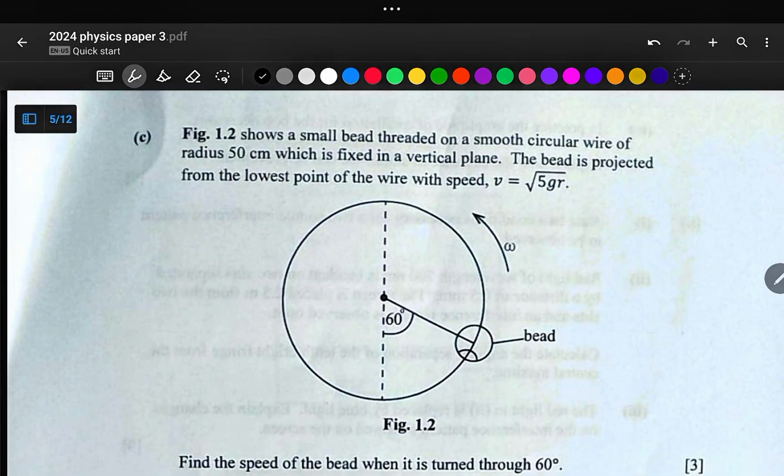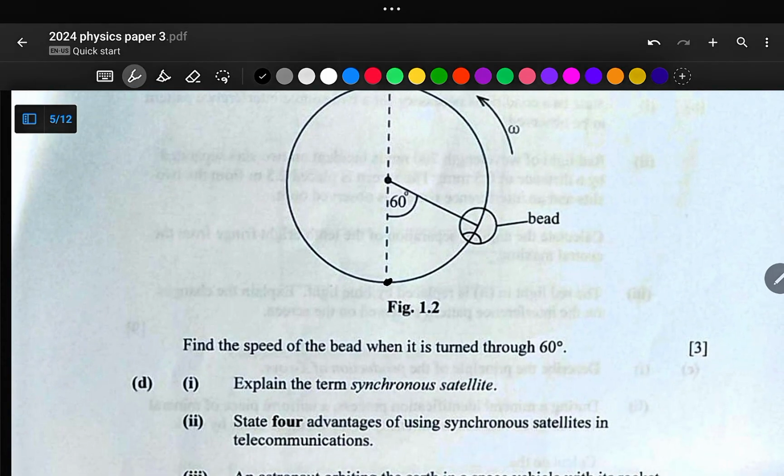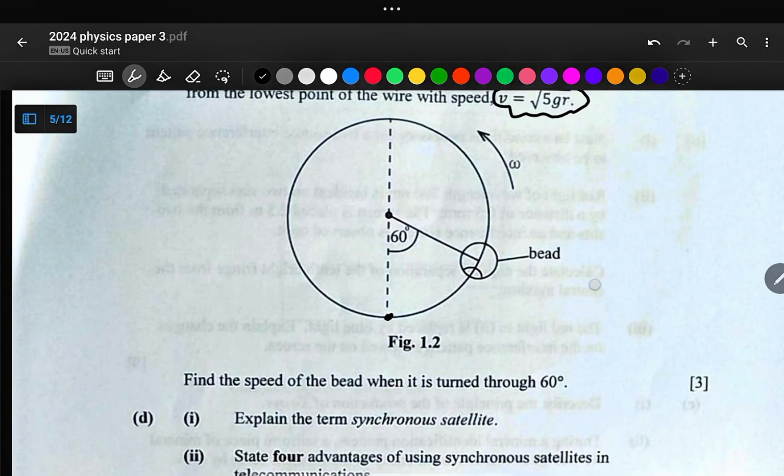This is part C, and we are still on number 1. So the question says figure 1.2 shows a small bead threaded on a smooth circular wire of radius 50 centimeters, which is fixed in a vertical plane. The bead is projected from the lowest point of the wire with the speed of v equal to square root of 5gr, okay? So v at this point is equal to square root of 5gr, and we are required to find the speed of the bead when it is turned through 60 degrees, okay?